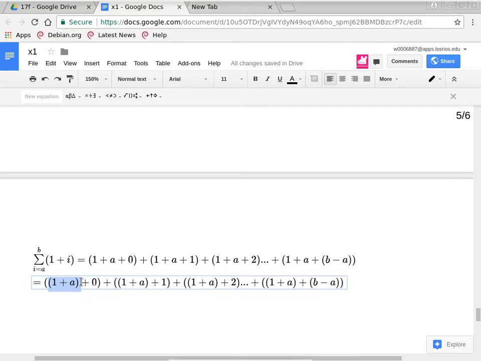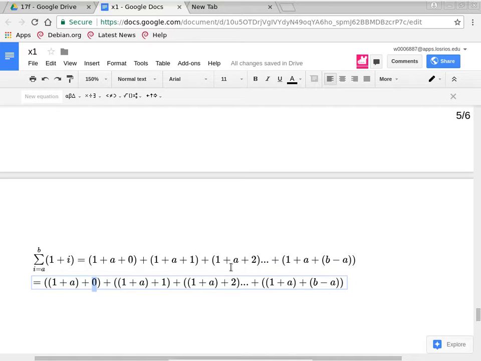So now it's a matter of counting how many things we have here. Since we are starting from 0, the number of 1 plus a terms is going to be b minus a plus 1. So that's why we have b minus a plus 1 times 1 plus a. And then on top of that, we have the usual summation from 0 to b minus a of i, and that would just be b minus a times b minus a plus 1, the whole thing divided by 2.